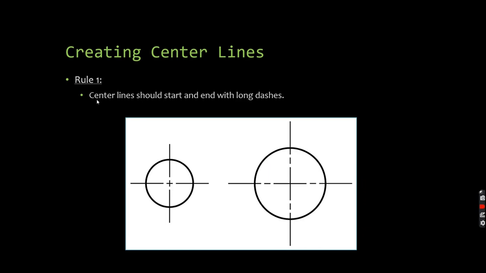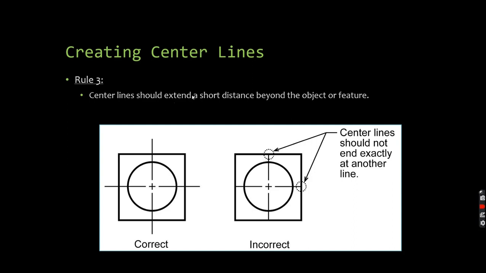Creating center lines, rule number 1: center lines should start and end with long dashes. Center lines should intersect by crossing either the long dash or the short dash. Center lines should extend a short distance beyond the object or the feature. The center line wants to go beyond the feature. If you end it here, it's hard to tell where the center line and the visible line start and end.